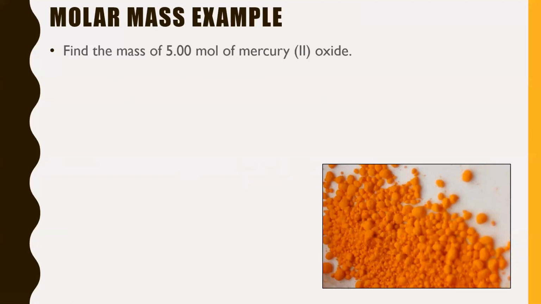Anyway, what I want you to do, though, is find the mass of 5 moles of mercury 2 oxide. So use your data booklet, use your periodic table, give this one a try, and remember the molar mass is given as grams per mole, and that helps you figure out what the formula is that you'll be using. Anyway, pause the video here, give this one a try.